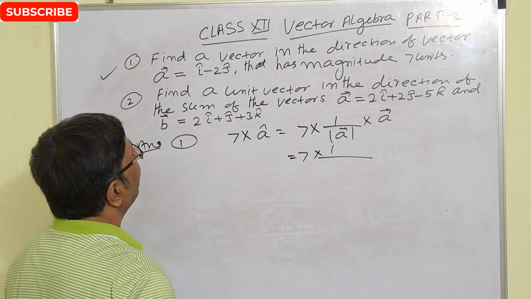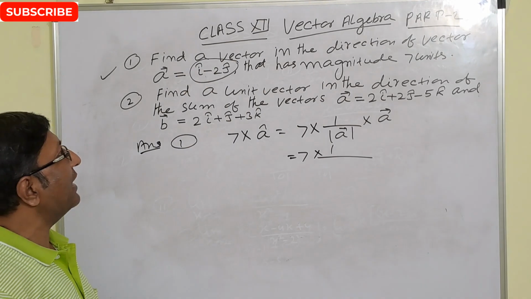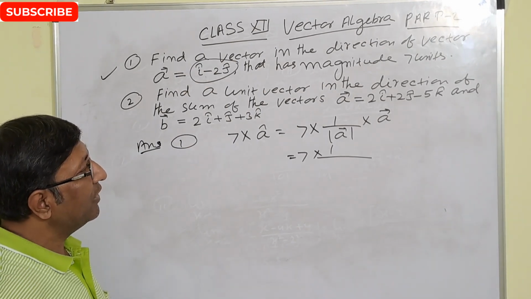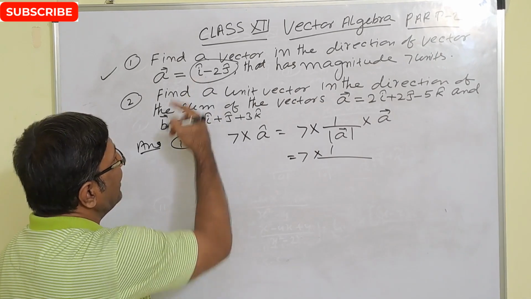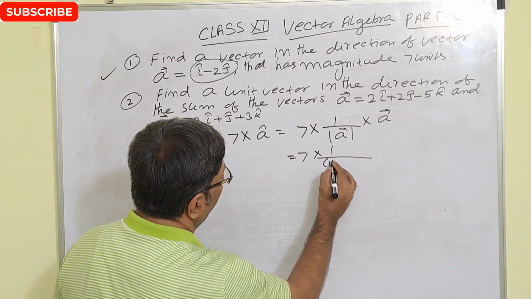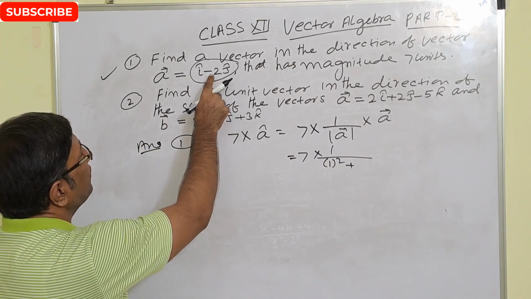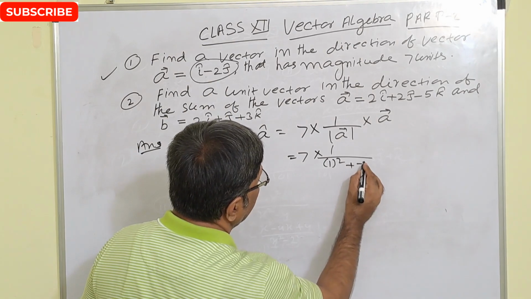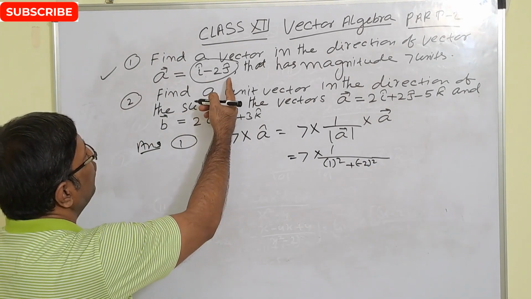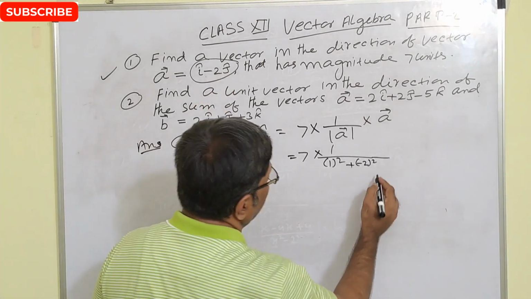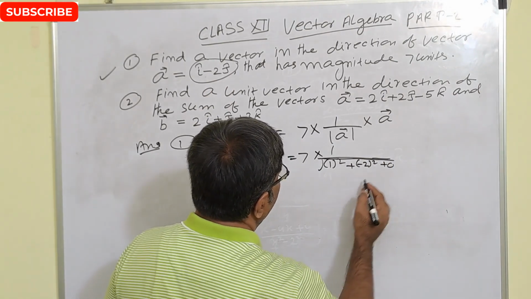You know what the magnitude is. Vector A is given here as i minus 2j, that is, unit vector i minus 2j. So the magnitude of vector A will be: the coefficient of unit vector i is 1, so this is 1 square. The coefficient of unit vector j is minus 2, so this is minus 2 square. But the coefficient of unit vector k is here 0, so this is 0 square, all under a square root.